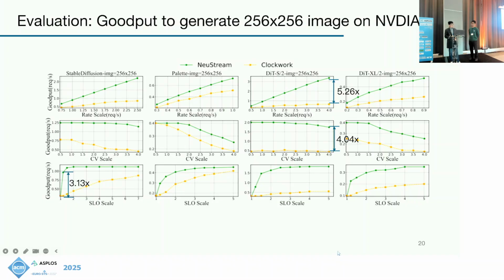We see that even SLO is only in the third row. SLO scale equals 1 means the latency requirement is the single request inference latency. As the SLO scale increases, the latency requirement becomes looser. We see that even if the SLO is only slightly larger than the model inference time, NeuStream gets a much higher throughput due to module-level batching, up to 3.1 times at a small SLO scale of 1.2.